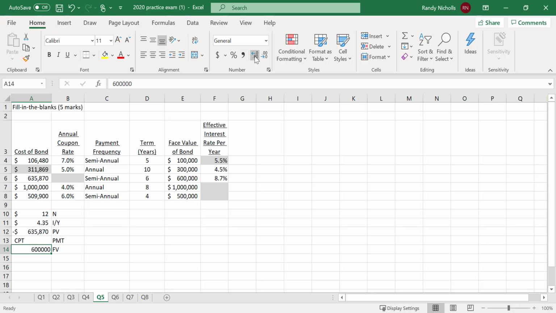All right, clear my things. I got 12 is N. I got 4.35 is IY. I got 635,870 negative is PV. And I got 600,000 positive is FV. And I compute my payment and I get $30,000.